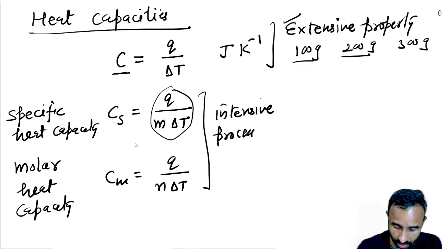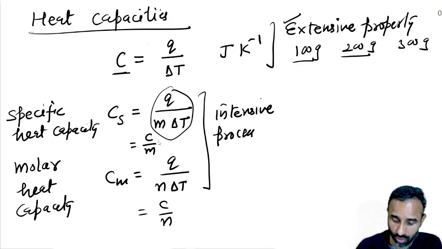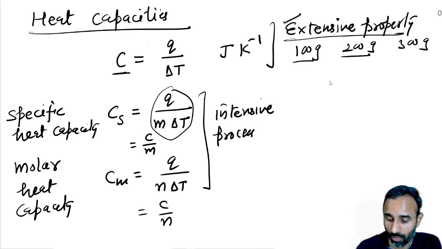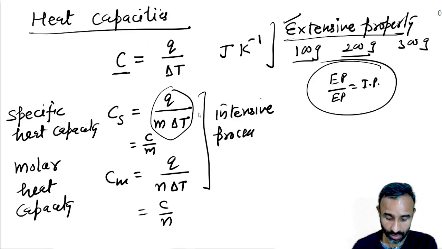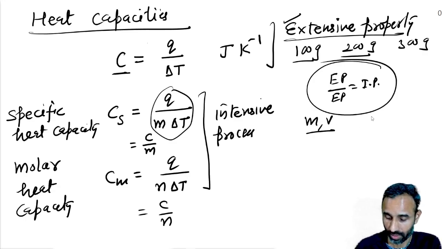this can be written as C upon m. This can be written as C upon n. So C as well as m, C as well as n, both are extensive properties. If we divide two extensive properties, we get an intensive property. Like mass and volume are extensive, but density is intensive. Okay.